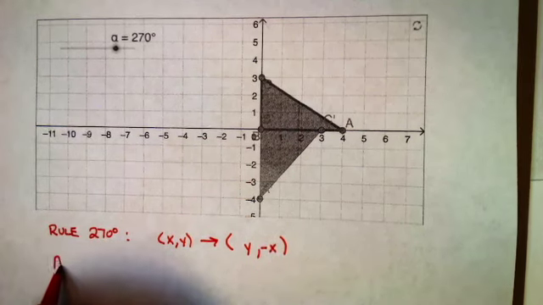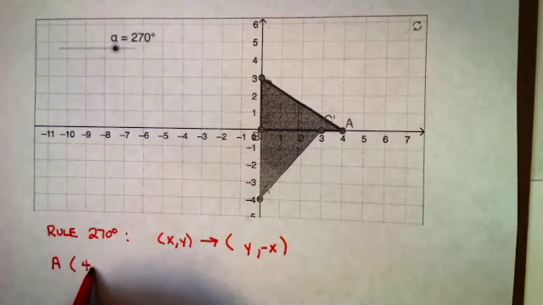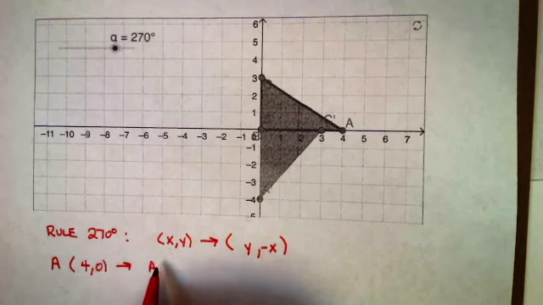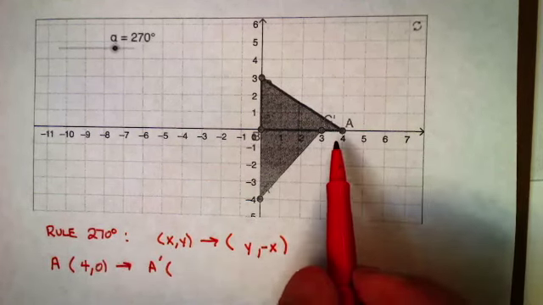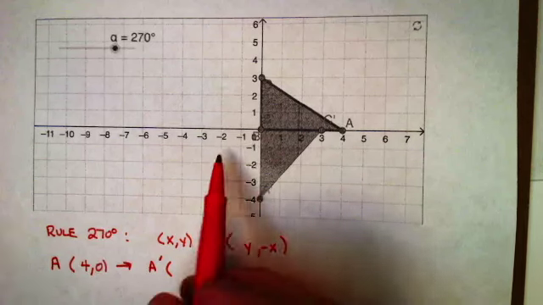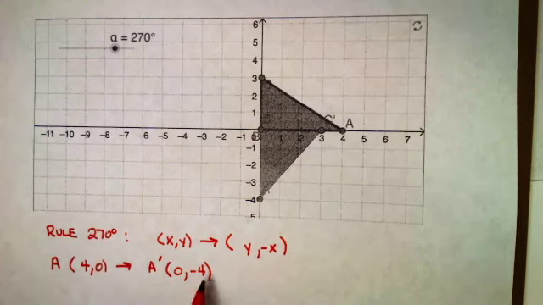So let's check A. A started off at 4, 0. And when I rotated it 270 degrees all the way around here, my new coordinates for this point right here, I don't go over any, and I go down 4. Did it follow this rule? Yes, the X and the Y switched positions, and then I had to write the opposite of X.